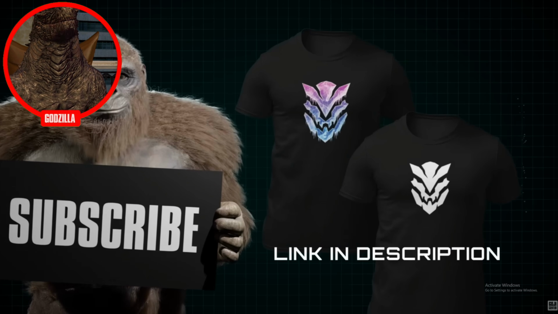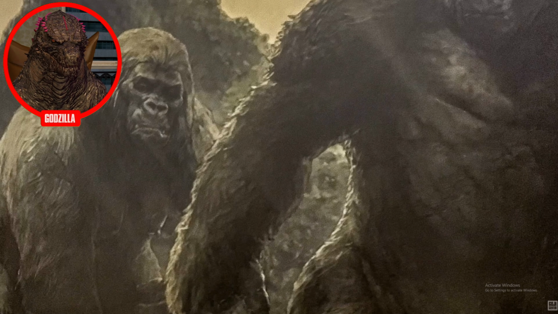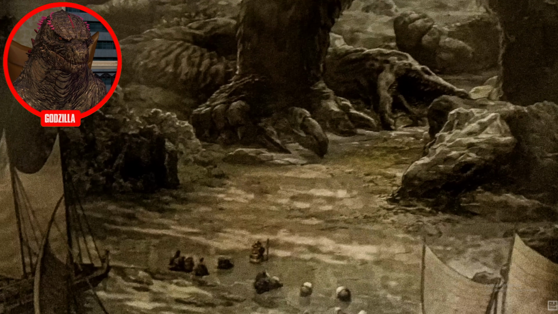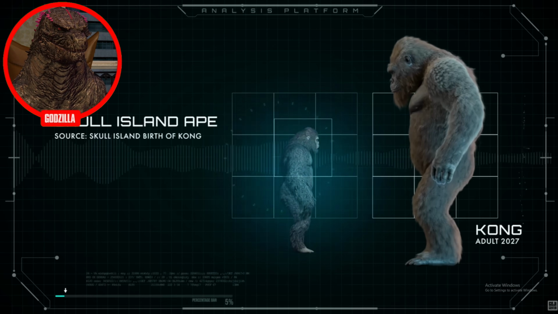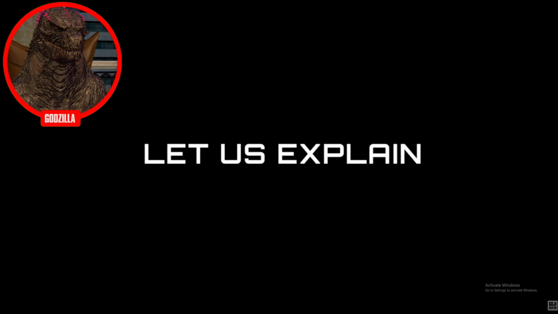Showcasing great apes that lived here on Skull Island, you'll note that these apes don't really measure up to the size of adult Kong, who measures 337 feet in height. Yo, those Skull Island ones are tiny. A little less than two thirds of Kong's adult form. But why? Let us explain.